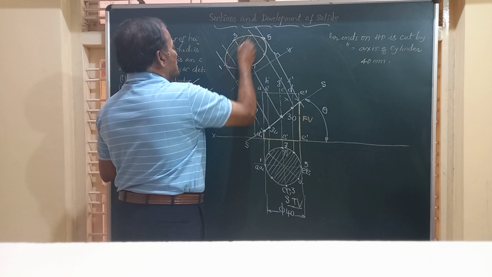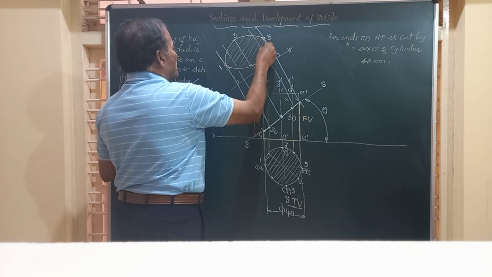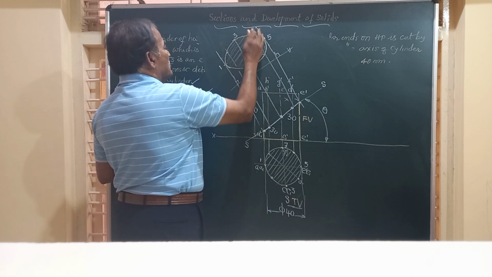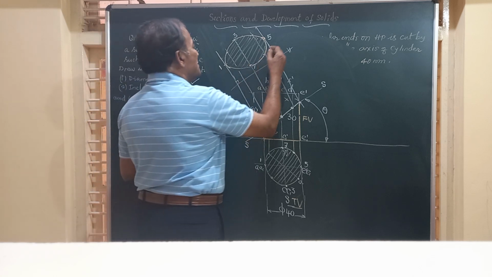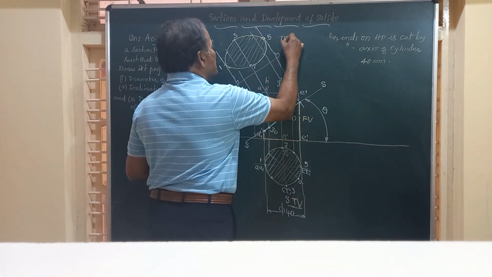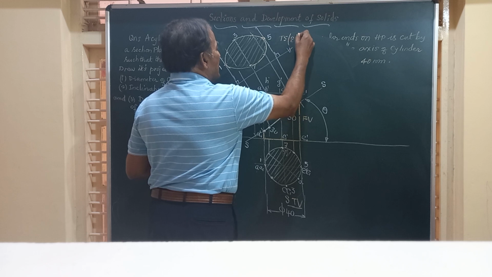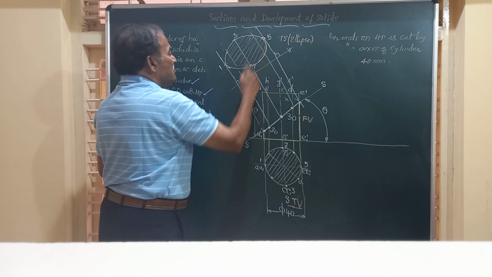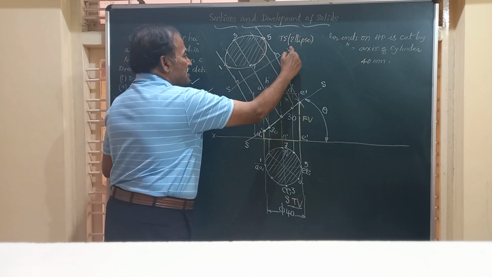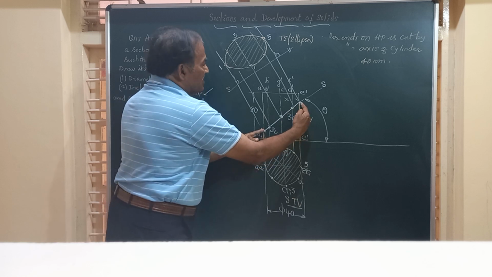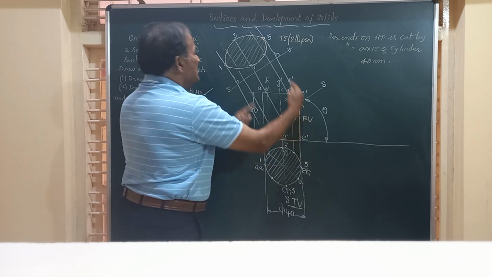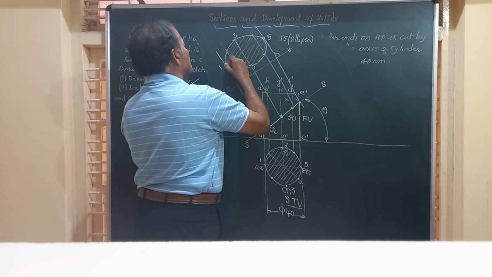Friends, section or hatch this by drawing a number of lines at an angle of 45 degrees to the horizontal. Friends, this is the true shape of section TS, which is an ellipse. And friends, you know very well, since 1 5 is parallel to section plane SS, whatever the dimension you have got here, that is 60, is this dimension 60.